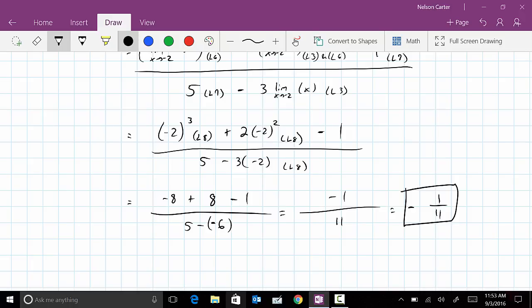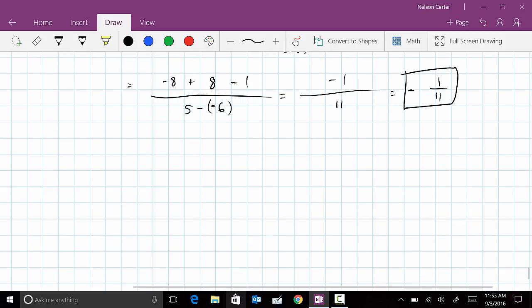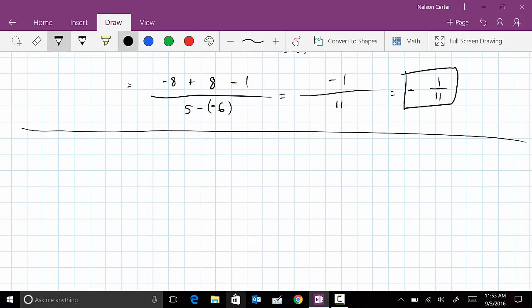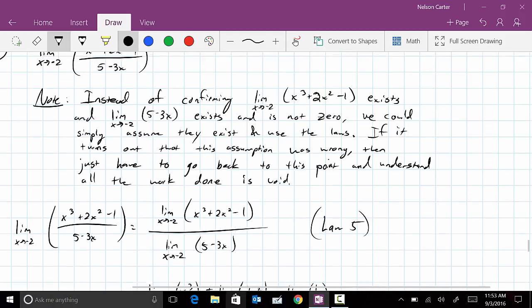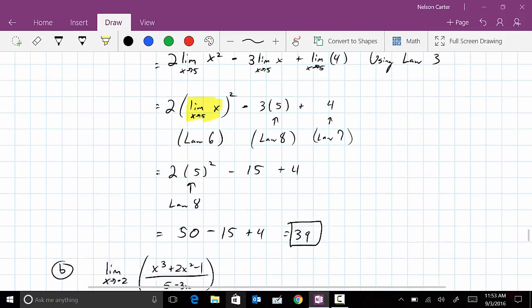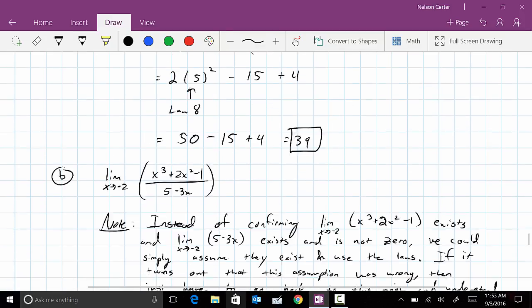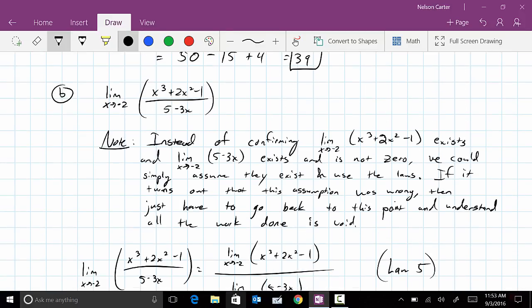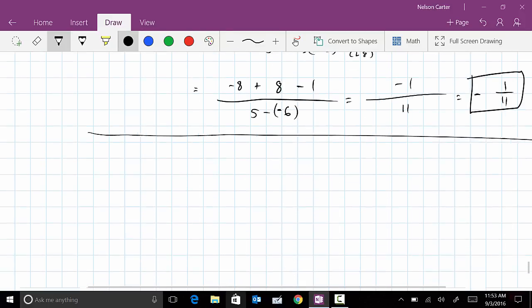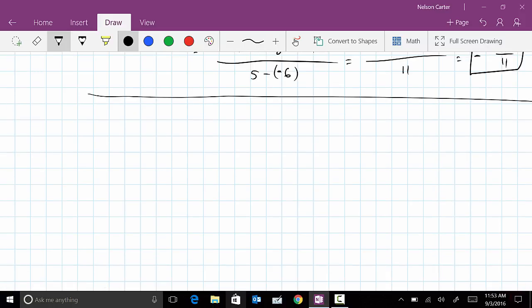So here's what some people are probably familiar with already. There's always at least a few people that were already aware of this before they even walked in the door. They probably realize it seems like we could have just plugged in. In other words, in problem A, if we had just plugged in the 5 to begin with, wouldn't that have worked? And if we had taken -2 in part B and plugged it in, wouldn't that have worked? Well, yeah, it turns out it would have, but there are very specific reasons why it works.